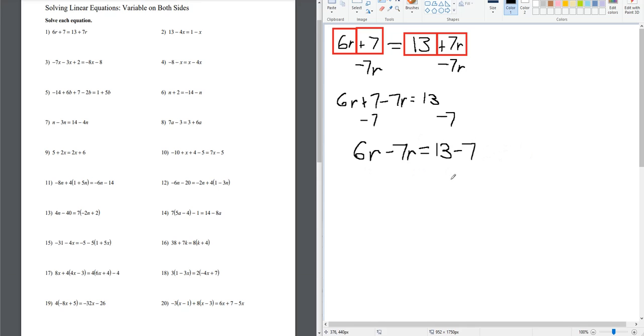Now when you get to this point, all you have to do is simplify. Your job is to make the variable the only thing on its side. So in this case, the variable should be the only thing left on the left side. So if you need to subtract like terms, which remember like terms means that you have the same variable with the same exponent, we can subtract these. If we have 6r minus 7r, all you're going to do is take the front parts.